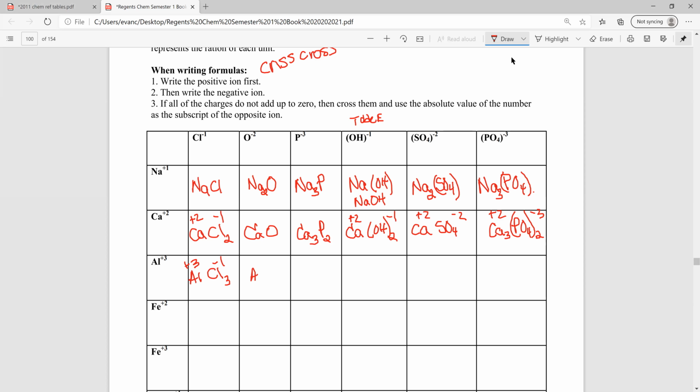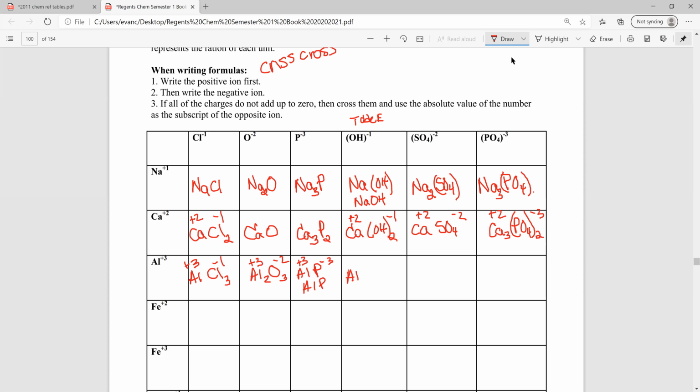Now I have aluminum, which is a +3, and I have an oxygen as a -2. So when I crisscross, that's going to be a 3 and a 2. Now I have aluminum, which is a +3, and a phosphorus, which is a -3. Their charges are the same, so it's just AlP.